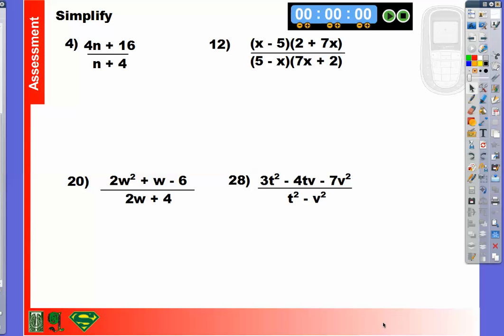Peyton? 4. 4 goes into 4. 4 goes into 16. So if I factor out a 4, and a pen is always helpful, 4n divided by 4 is n. 16 divided by 4 is 4. And I have n plus 4 in the denominator. Now, is there anything I can do with the n plus 4?